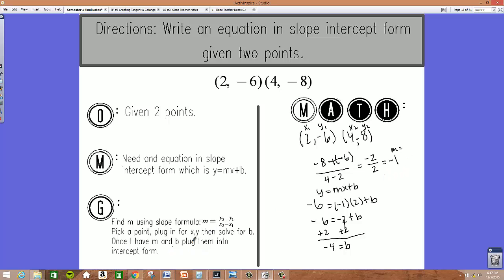And my last step said once I have those, to plug them into slope-intercept form. So my equation will be y equals, my m is -1, x, my b is -4, so I can write it as plus -4, or I can just write it as -4. So now I have an equation in slope-intercept form that looks like y equals mx plus b, so I am done, mission accomplished.